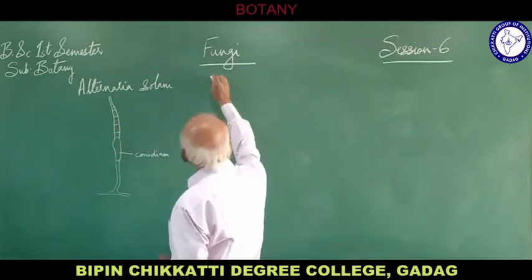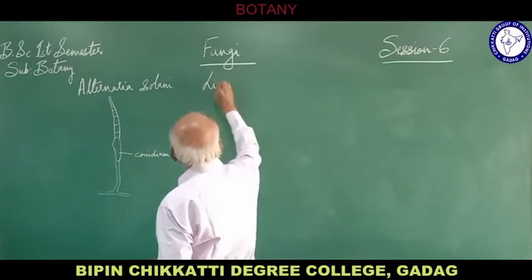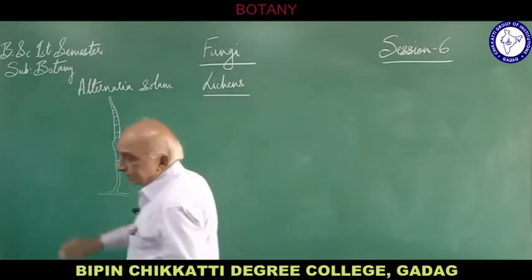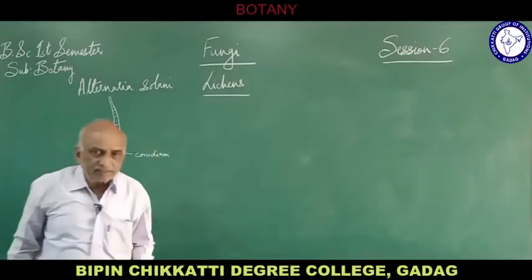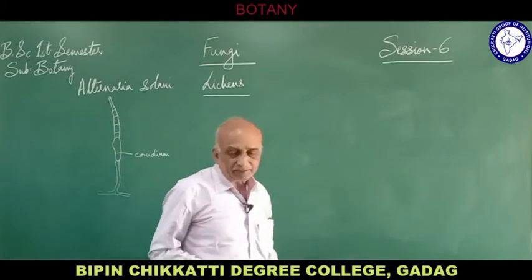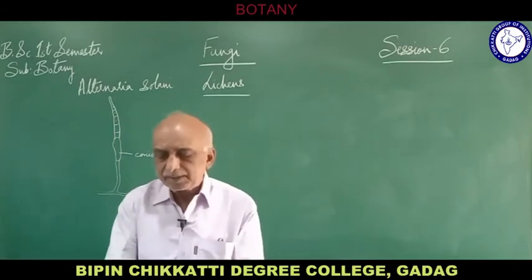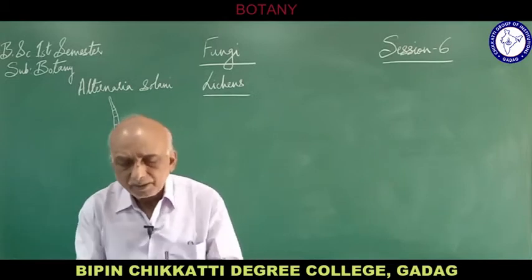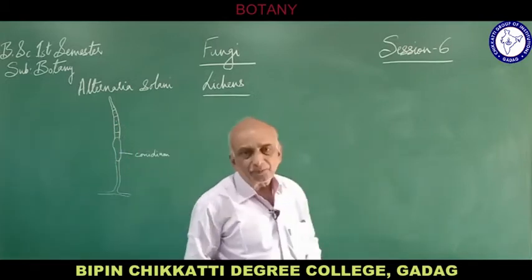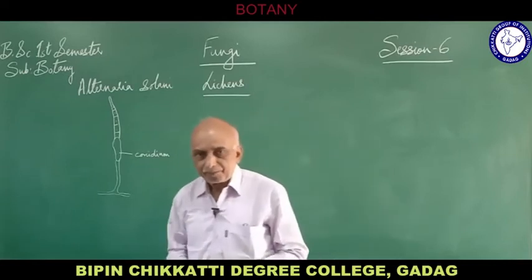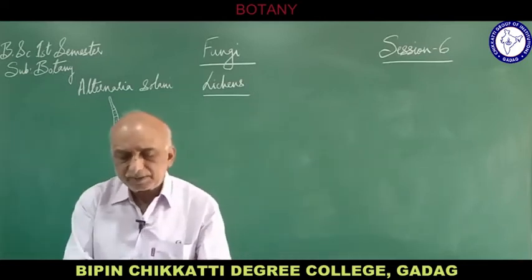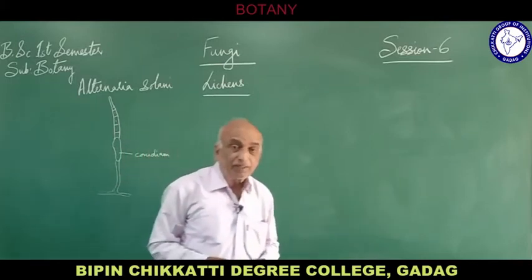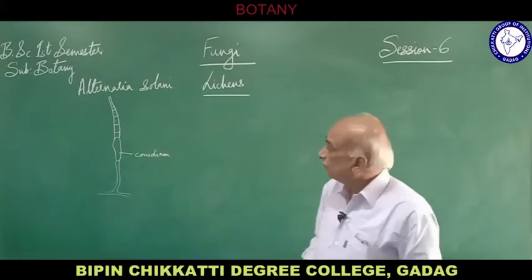Now, related to fungi, we come across another group of organisms called lichens. So lichens are a small group of peculiar type of plants, they are considered. These lichens are made up of thallus. The body of a lichen is made up of thallus.